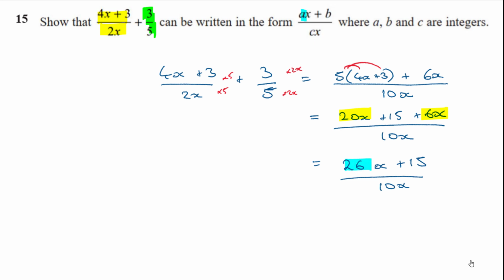ax plus b over cx over 10x. So that works, isn't it? It's of the right form. It's all looking good. I've got numbers where a, b, and c is, but all the x's are the same. Yeah, it's good. 26x plus 15 over 10x.